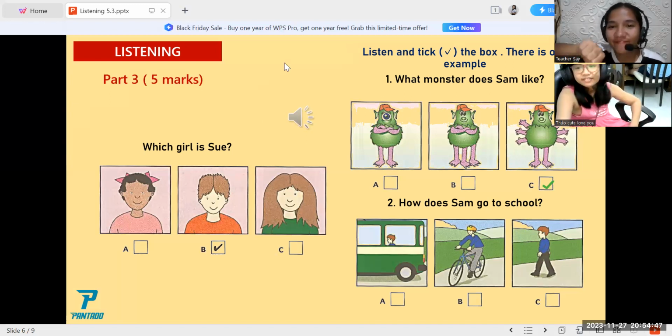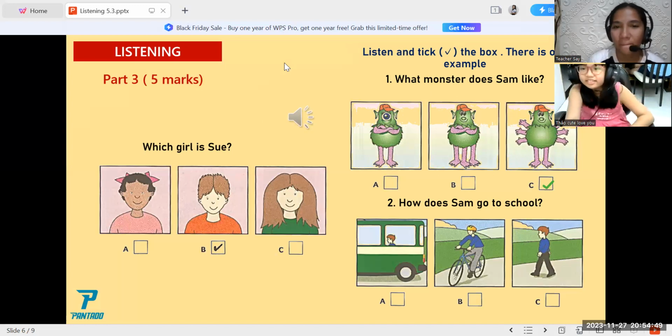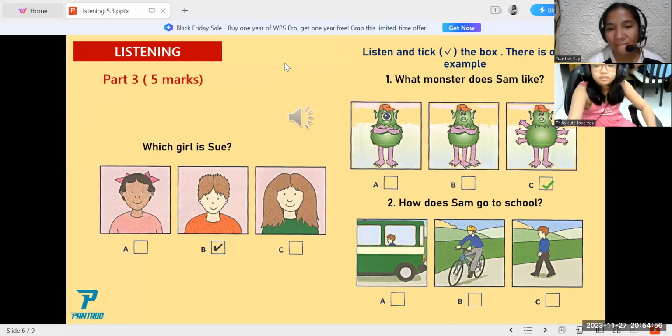Two. How does Sam go to school? Do you go to school on your bike, Sam? No, I don't. Do you go on the bus? No, I walk to school with my sisters.